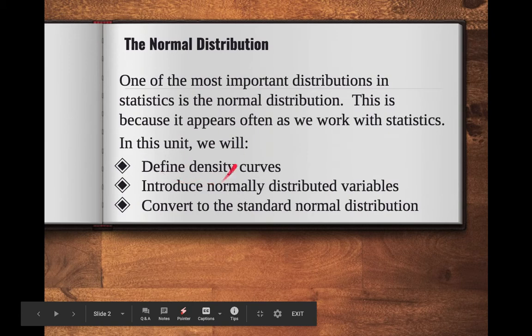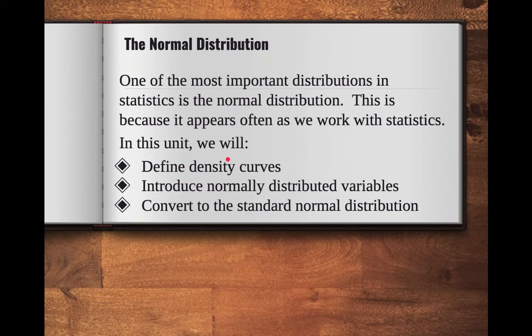First, we're going to talk a little bit about something called the density curve. That's going to help us with this. And then we're finally going to convert to a standard normal distribution, because we're not good enough just being normally distributed. We want standard normal. Boy, that sounds redundant, doesn't it?